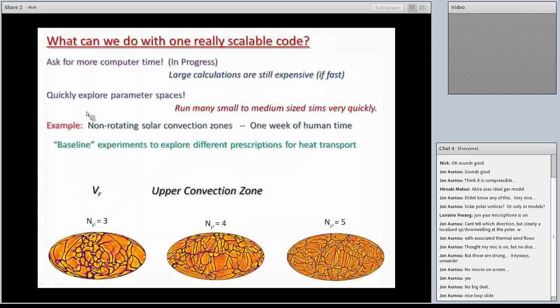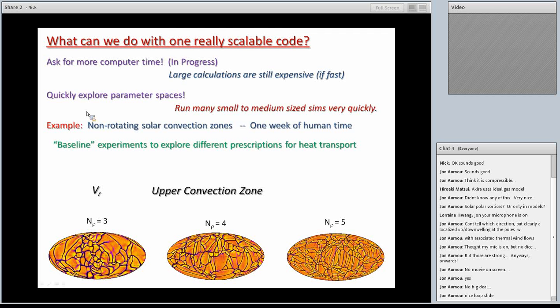Okay. And then just to conclude, a few concluding slides. What can we really do with one scalable code? Well, the first thing is you need to ask for more computer time. You can run the large calculations, but they're not really any less expensive. They're less expensive in the sense that some of these things made the code more efficient at a given processor count, but they still cost a lot of time to run. And just because you have the tool doesn't mean you have the resources.